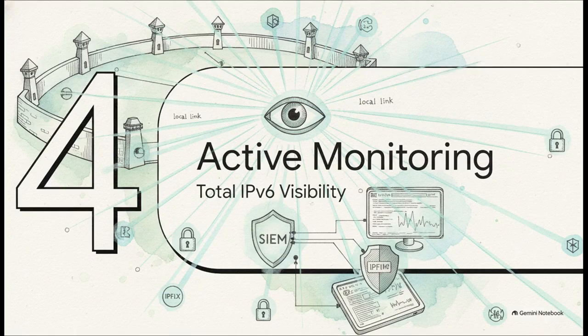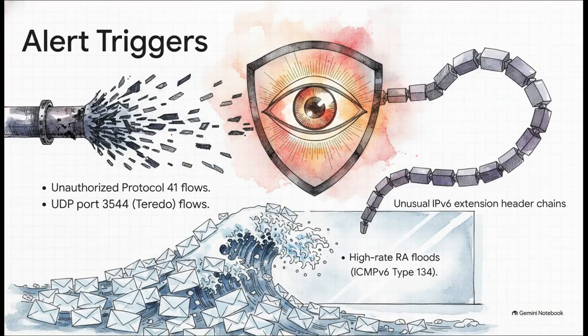All right, we've locked down the host, the perimeter, and the local link. But look, architectural security means literally nothing if you don't have visibility. That brings us to our final section, active monitoring and detection. Your SIEM, your Security Information and Event Management system, has to natively understand IPv6, IPFIX, and NetFlow records. You need to set up your monitoring to trigger alerts immediately on a few specific events. Any unexpected Protocol 41 flows or UDP port 3544 Teredo traffic, treat that as an immediate incident.